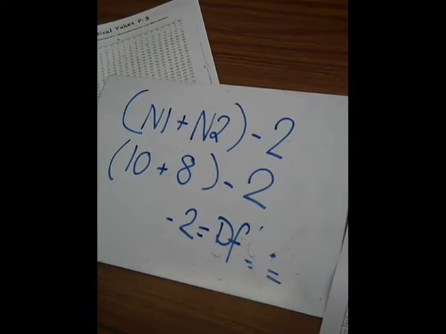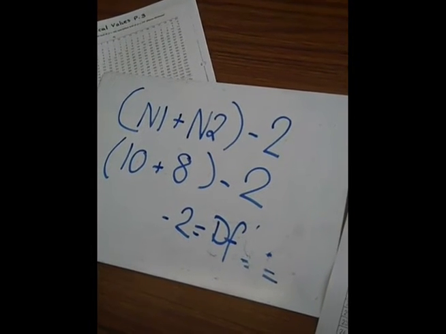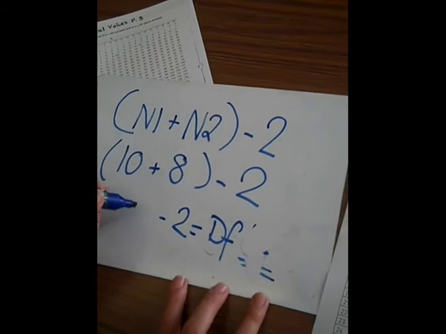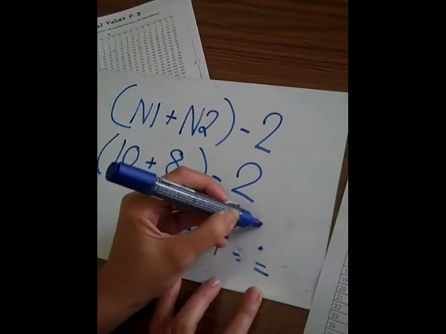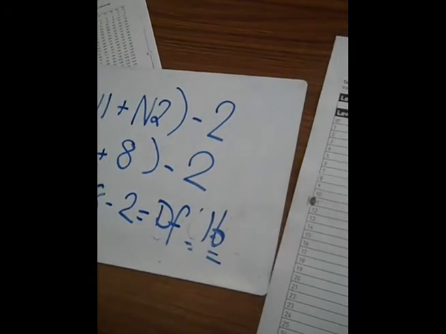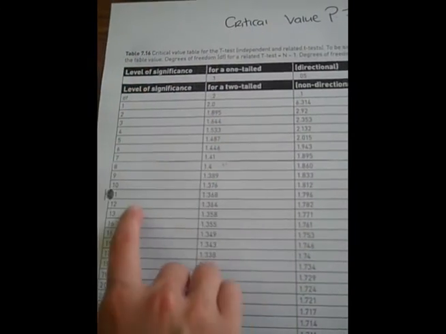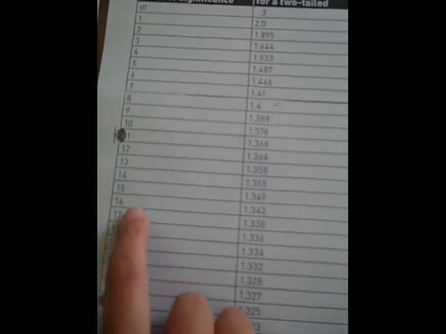It's not hard, is it? It's nice and easy. So yeah, your degree of freedom, 10 plus 8 is 18, 18 minus 2 is 16. Go to critical value table, again, go down to DF, 16, there you go. So if you had, say, a one-tailed test at 0.05, you follow it along, and your critical value would be 1.746. Got it?